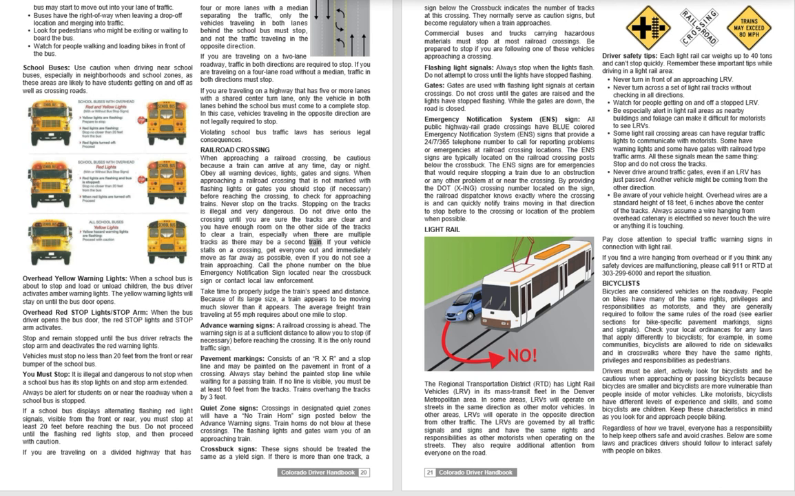If your vehicle stalls on a crossing, get everyone out and immediately move as far away as possible, even if you do not see a train approaching. Call the phone number on the blue emergency notification sign located near the crossbuck sign or contact local law enforcement.